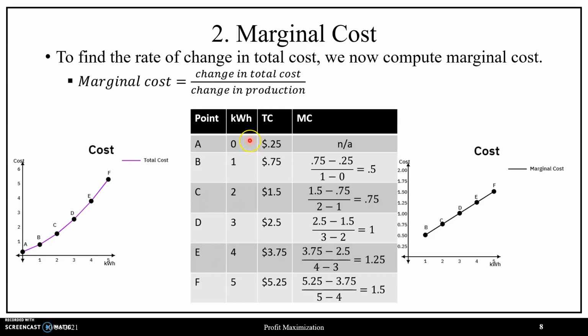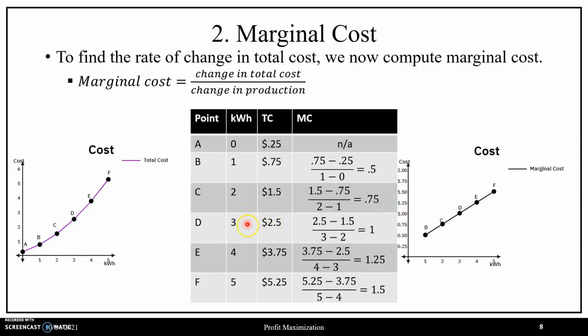Where we see going from point A to B, this is output changing from 0 to 1 units, and total cost is going from 25 cents to 75 cents, or that to produce that first unit of electricity, 50 cents of additional costs are incurred, which corresponds to point B on our curve. Going from 1 unit to 2 units of electricity produced, total cost is going from 75 cents to $1.50, or that cost is changing by 75 cents for that second unit of electricity, which generates point C.